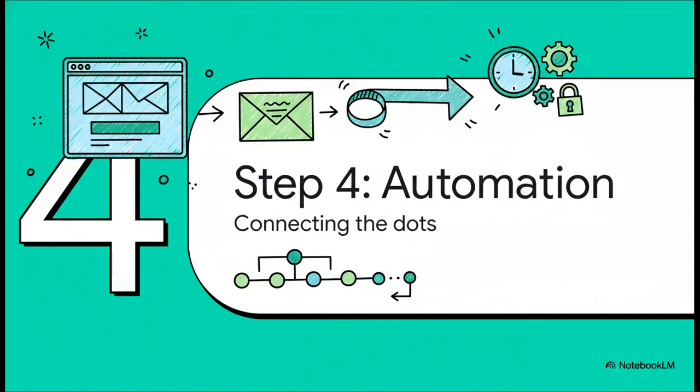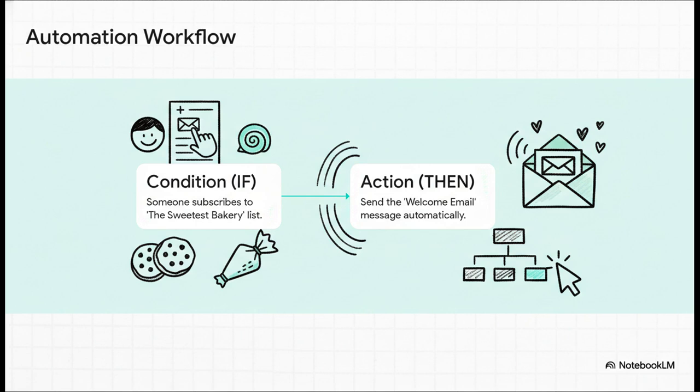All right, you've built a page. You've designed the super smart email. Now for the final step, connecting them all together automatically. This is where you get it, set it, forget it, and save yourself a ton of time. This whole thing is done with a really simple workflow that just uses if-then logic. The condition, which is the trigger, is if someone subscribes to your list. The action, or the result, is then GetResponse automatically sends your welcome email.